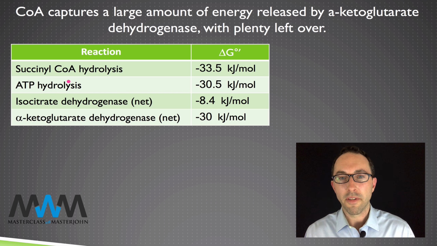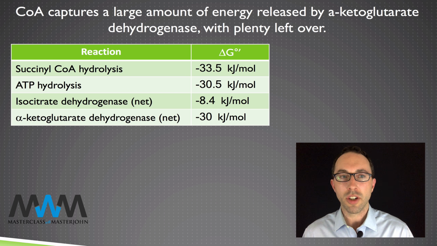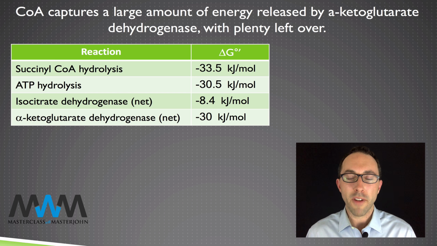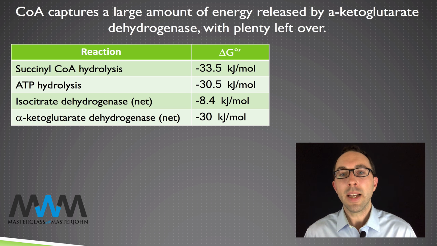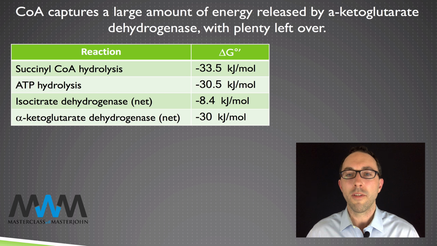The energy of the terminal phosphate bond of ATP can be described by the energy of ATP hydrolysis, which is negative 30.5 kilojoules per mole. We see right there that there's a little bit more energy in the thioester bond of succinyl CoA than there is in the terminal phosphate bond of ATP. And that means that we capture just enough energy in producing succinyl CoA that we could then use to invest in ATP.